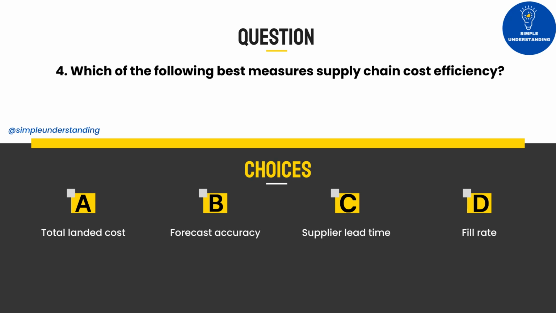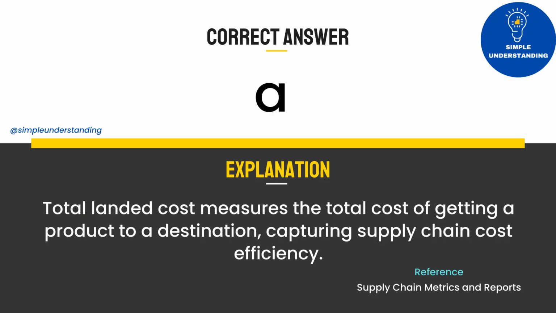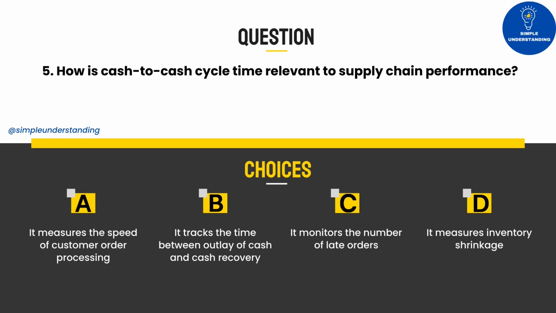4. Which of the following best measures supply chain cost efficiency? A. Total landed cost. B. Forecast accuracy. C. Supplier lead time. D. Fill rate. Correct answer: A. Explanation: Total landed cost measures the total cost of getting a product to a destination, capturing the cost efficiency of the supply chain.